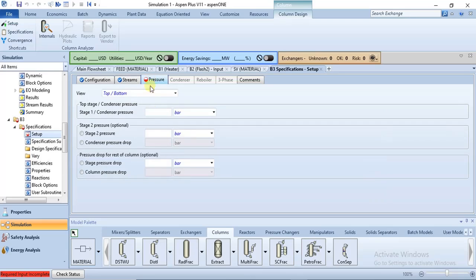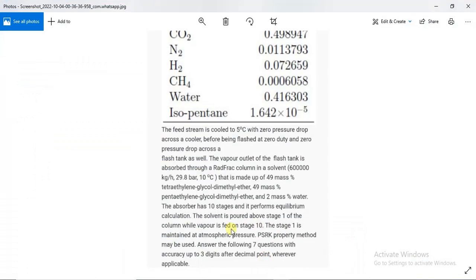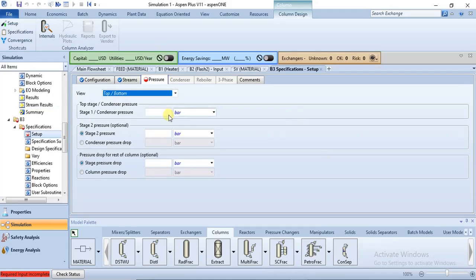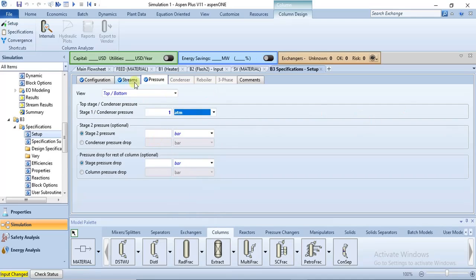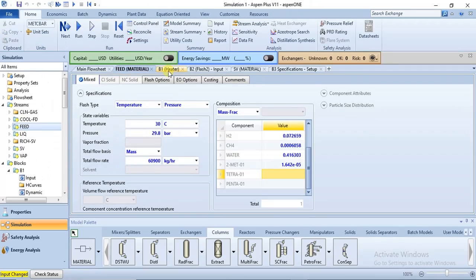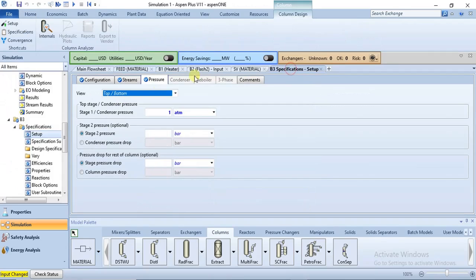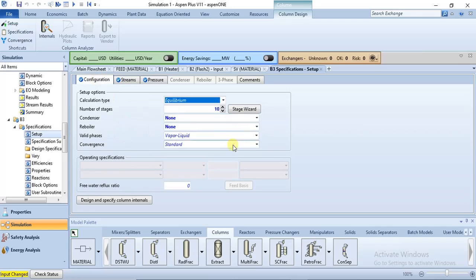Then for pressure, we have the stage 1 pressure to be atmospheric pressure from the problem statement. The top stage condenser pressure, stage 1, is at 1 atm, atmospheric pressure, right? So we have fully specified this absorber.